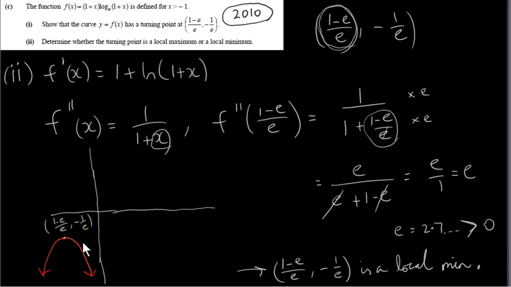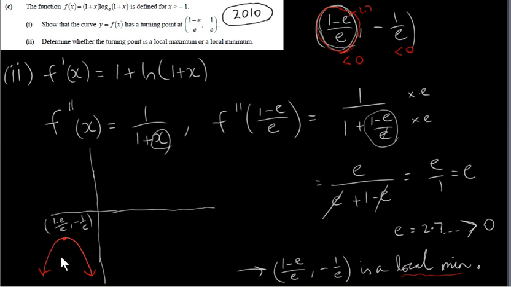Here is a sketch of the function. The x value of the turning point is actually negative, because e, remember, is 2.7. So we have 1 minus 2.7. Well, e is approximately 2.7. 1 minus 2.7 is minus 1.7. So we have minus 1.7 divided by plus 2.7. So this will come out to be negative. And this y value is also negative. So we have a point down here, down in this quadrant here. And it's a local minimum.